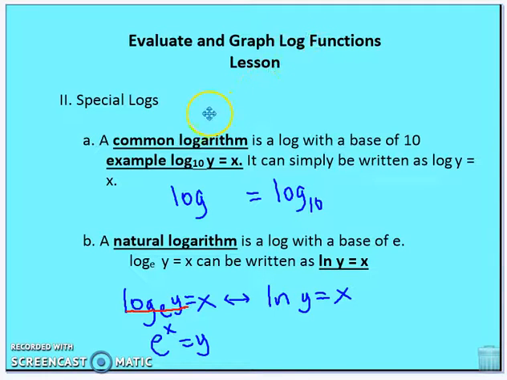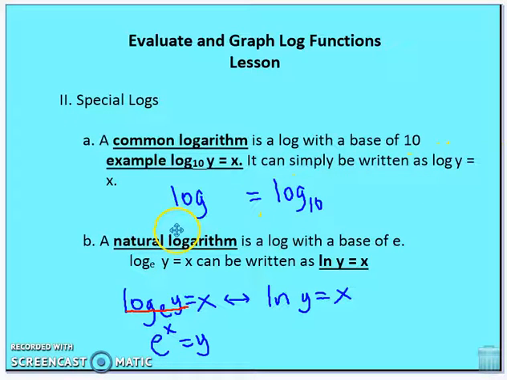All right, so now we're going to talk about special logs. First is a common log, and a common log is just a log with a base of 10. Just as with a coefficient of 1, you don't state the 1, with a common log, if there's no base stated, then you can assume it's a base of 10. So a common log is a log with a base of 10. An example would be log base 10 of y is equal to x. It can be simply written as log of y is equal to x.